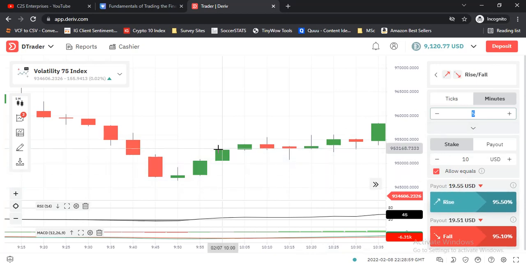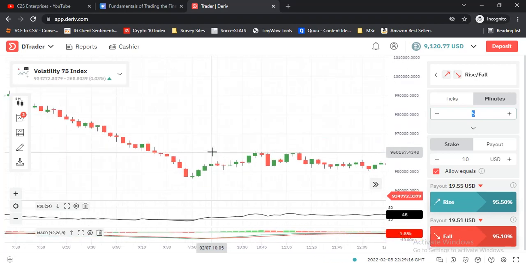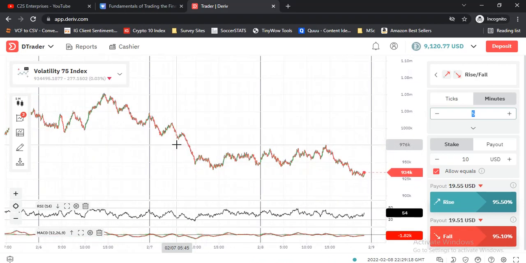So when you place a rise trade at this point, at the close of this candlestick, you see that the next candlestick will close bullish, which means it's going to close above your entry point. And that's basically how it is. Now the vice versa is for the downside.